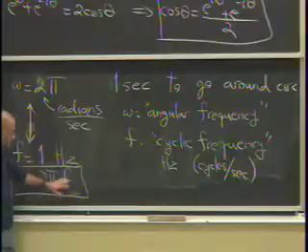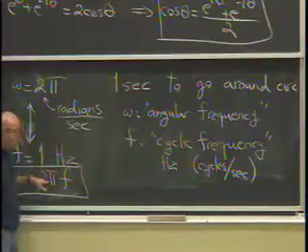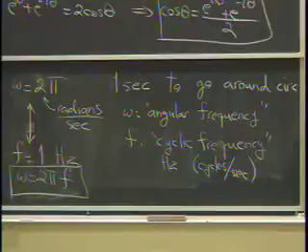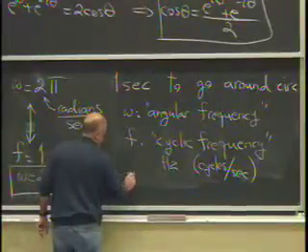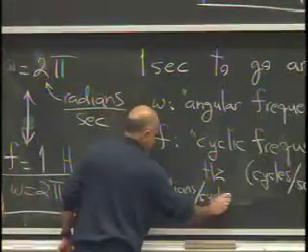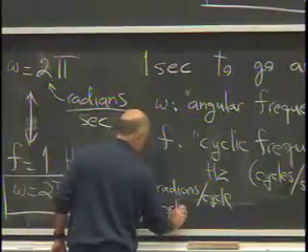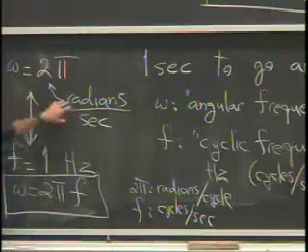f is cycles per second. 2 pi is radians per cycle. So you get radians per second. Let's write that explicitly. 2 pi is radians per cycle. f is cycles per second. And so when you multiply them, you get radians per second.